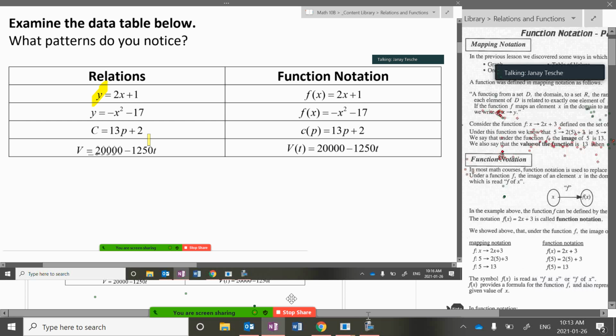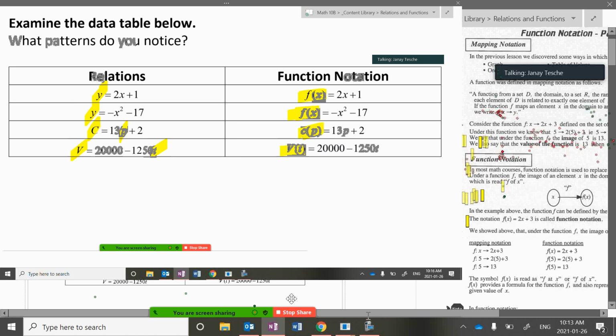The first one, this was a Y, and then it became an f of x. The second one, this was a Y, and then it became an f of x. Third one, it was a C, and then it became C of P. Notice there was a P variable on the inside. Last one, this was a V with a T. Now it says V of T. Function notation, that's all they're doing, is changing Y equals to be this different setup.